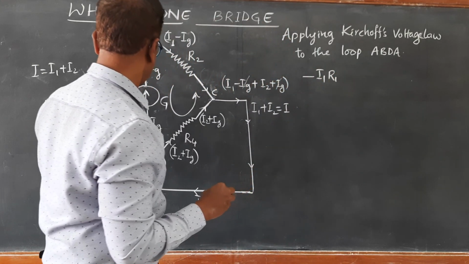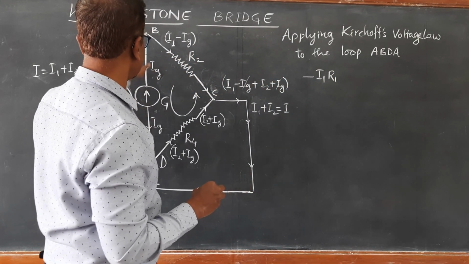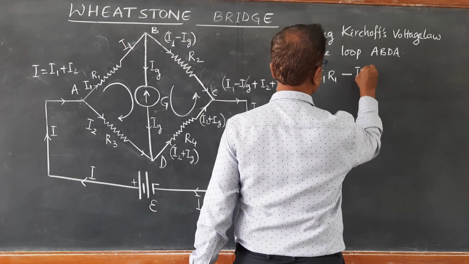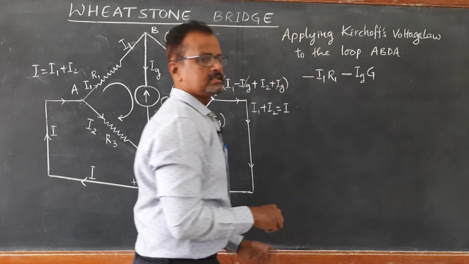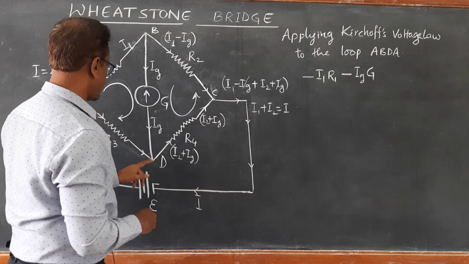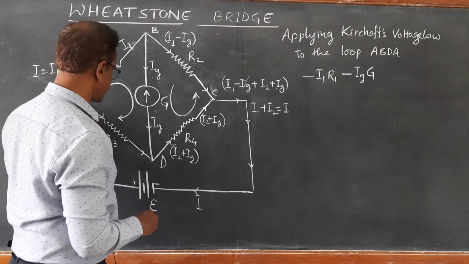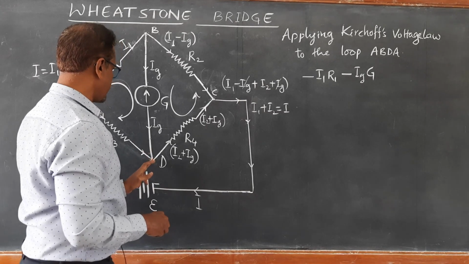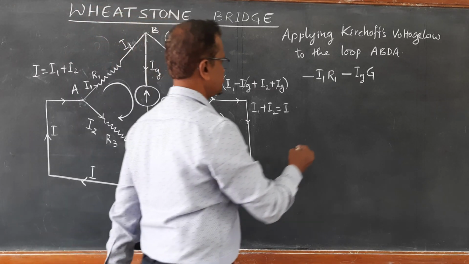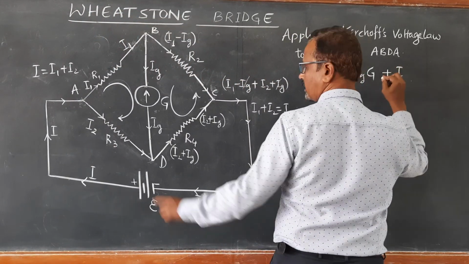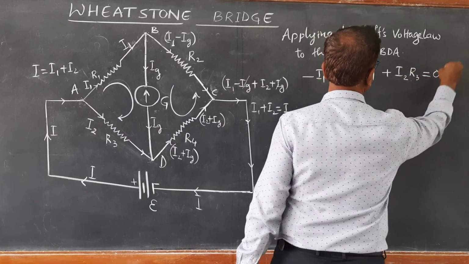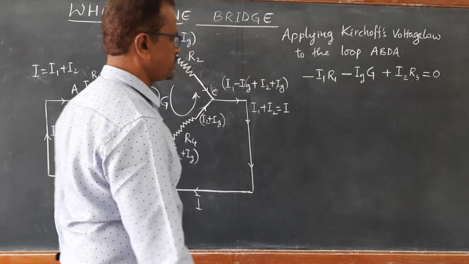And from B to D, again there is a decrease in potential difference. So it becomes minus IgG, where G is the resistance of the galvanometer. And look at this one. This is the path D to A, in which the current is flowing from A to D. So when you go from D to A, there is a rise in potential. So it should be taken positive. So plus I2 R3 should be equal to 0. This is going to be equation number 1.